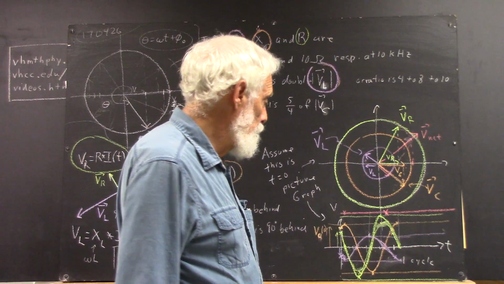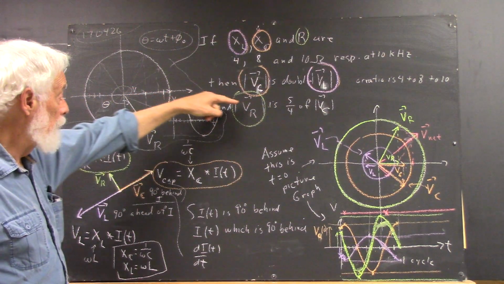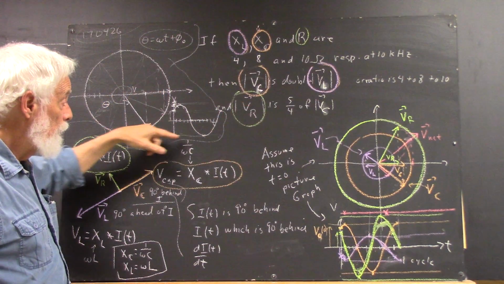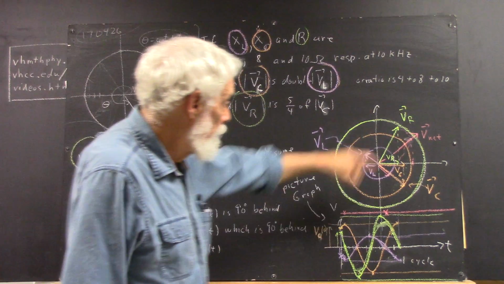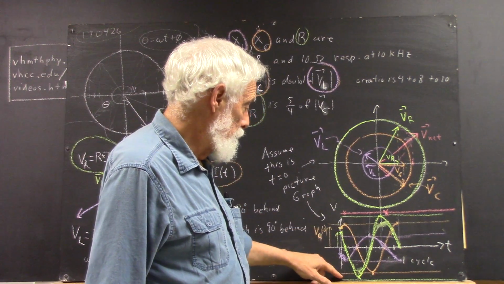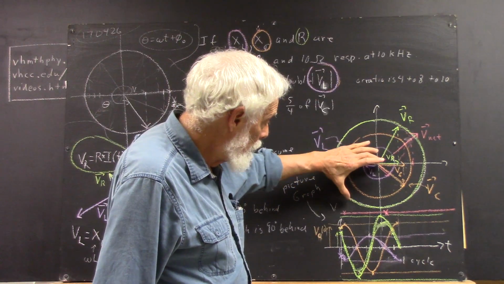Okay, another thing I did on the graph, which is very similar to what I did up here, I drew horizontal lines for the maximum voltage and the minimum voltage. I did that for the V sub R voltage. So this distance represents the radius of the green circle.